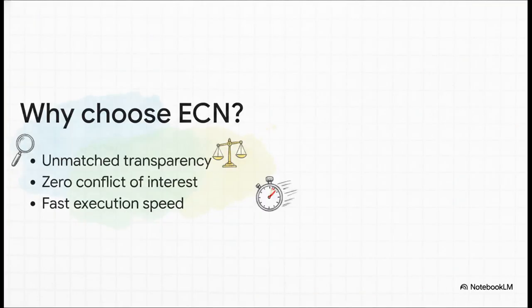Now, why exactly is it the gold standard? Well, first off, unmatched transparency. You're getting direct access to the Level 2 order book and the actual real-time market spreads. Second, zero conflict of interest. Since the broker's never the counterparty to your trade, they aren't secretly betting against you. They're just earning a small, fixed commission on the transaction.